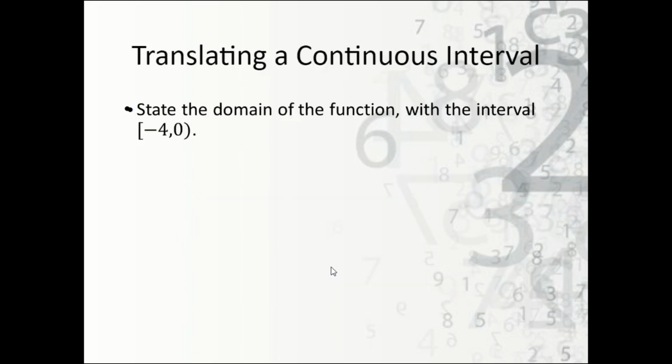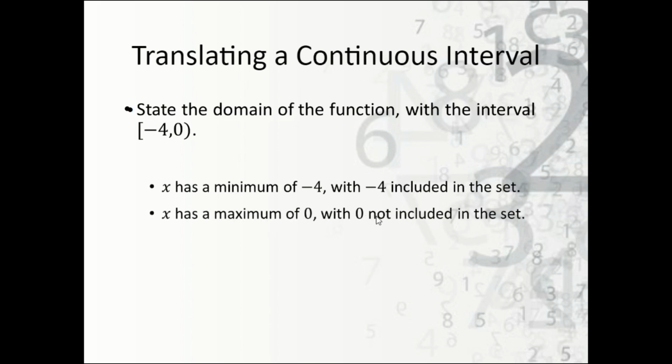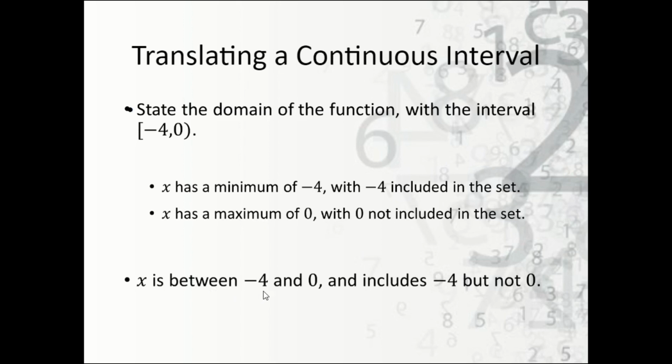So it says state the domain of a function with the interval [-4, 0). So now we're going to take what we did before, where we had it in words and had to put it into interval notation, and we're going to reverse that. So now we're given the interval, and we need to put it into words. So we know it has a minimum of -4, and -4 is included, and has a maximum of 0, with 0 not included. So we could say that x is between -4 and 0, and includes -4, but not 0. So just putting it into words.